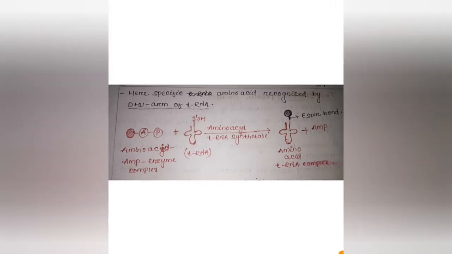Okay, so this is the step here, the transfer of activated amino acid to tRNA. The activated amino acid gets attached to tRNA with the help of an ester bond. Next, here the specific amino acid is recognized by the DHU arm of tRNA.